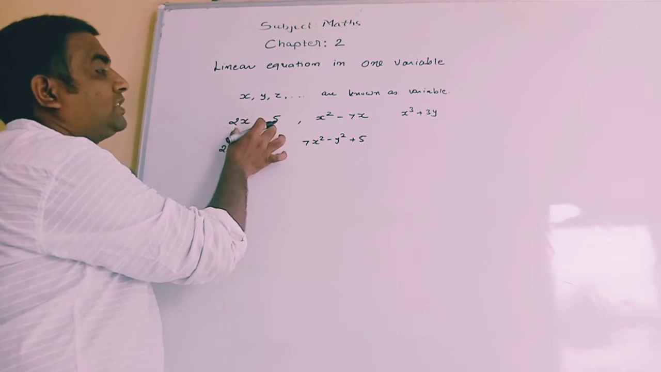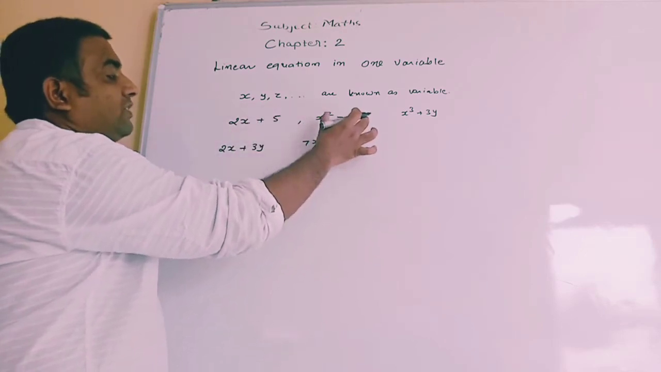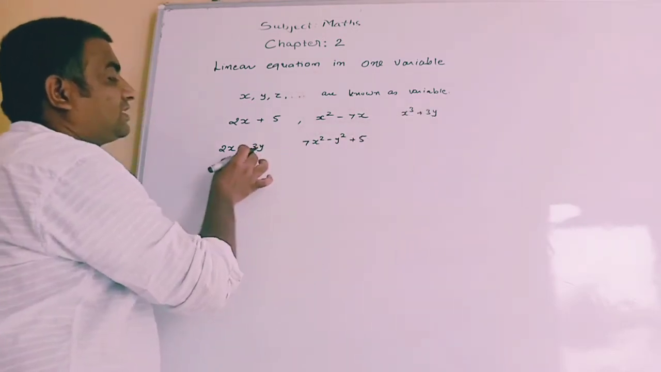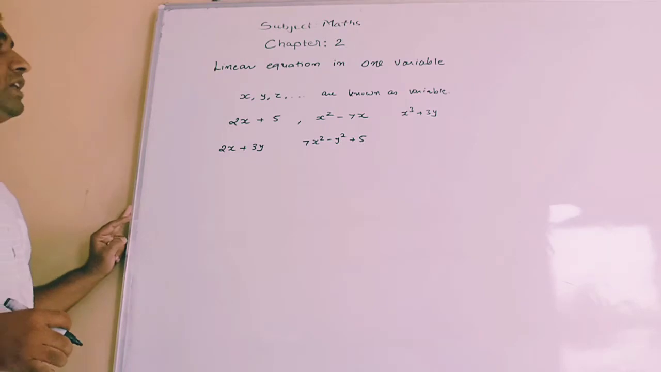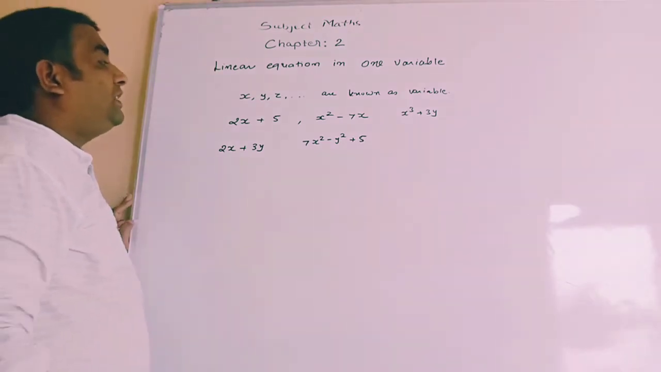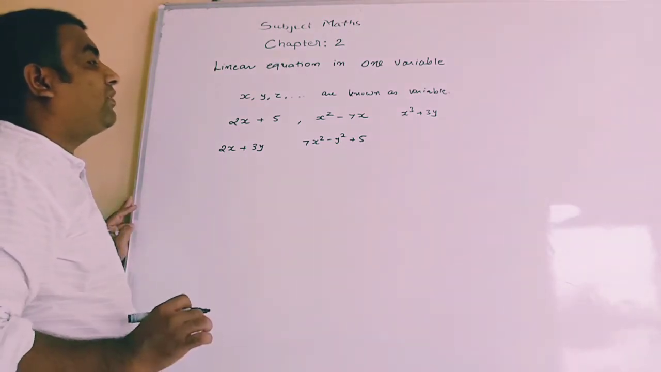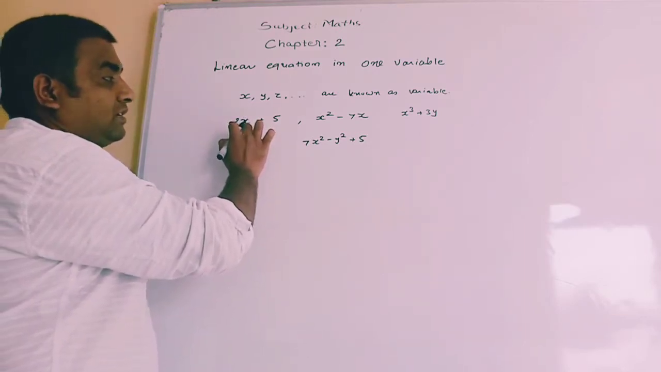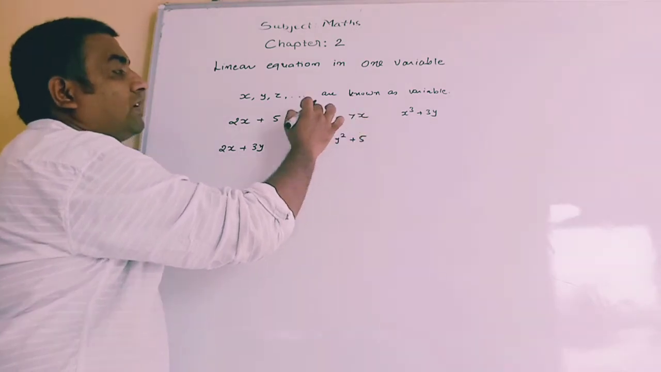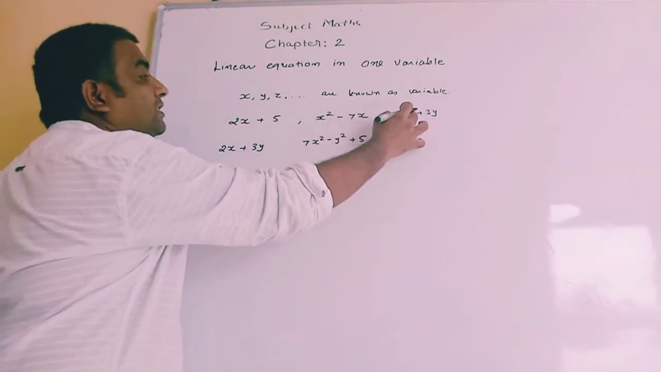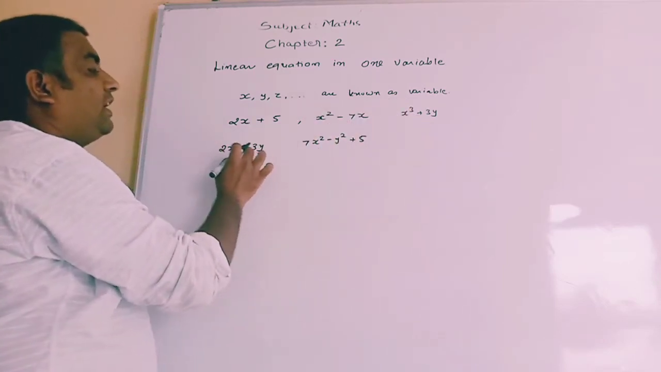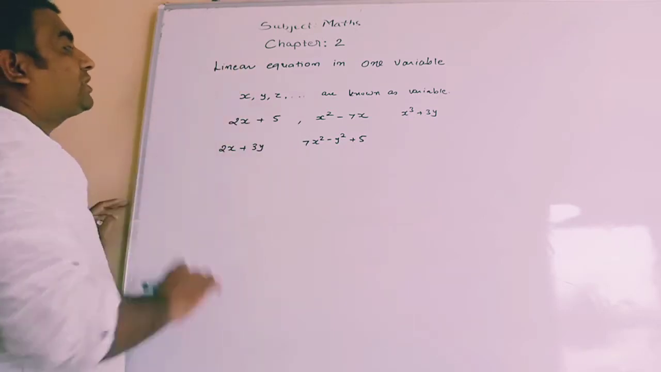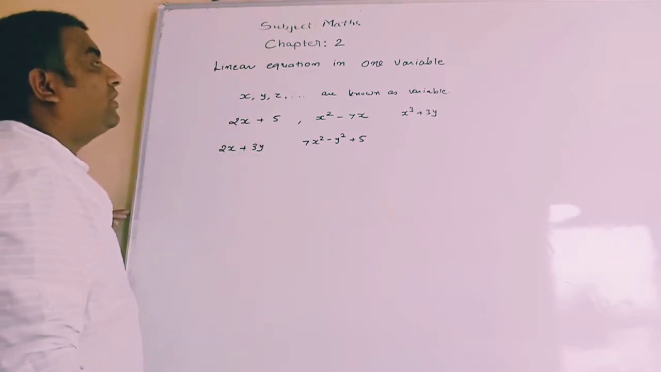So 2x plus 5 is in one variable, x square minus 7x is in one variable, while here x and y are two variables. So these algebraic expressions are in two variables. Now linear. Any algebraic expression which has the highest power 1 is called linear. So here power is one, so it is linear. X square and x, highest power is 2, so it is not linear. X cube is there, so it is not linear. Here highest power is 1, so this is linear. So linear means the algebraic expression which has the highest power 1.